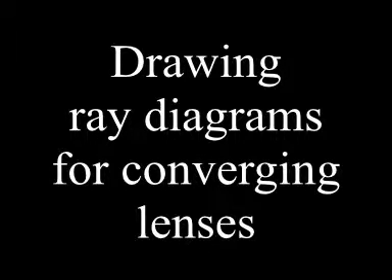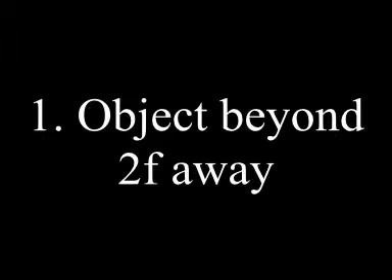Drawing ray diagrams for converging lenses. Number 1. The object is placed more than twice the focal length from a lens. Let us consider the following question.